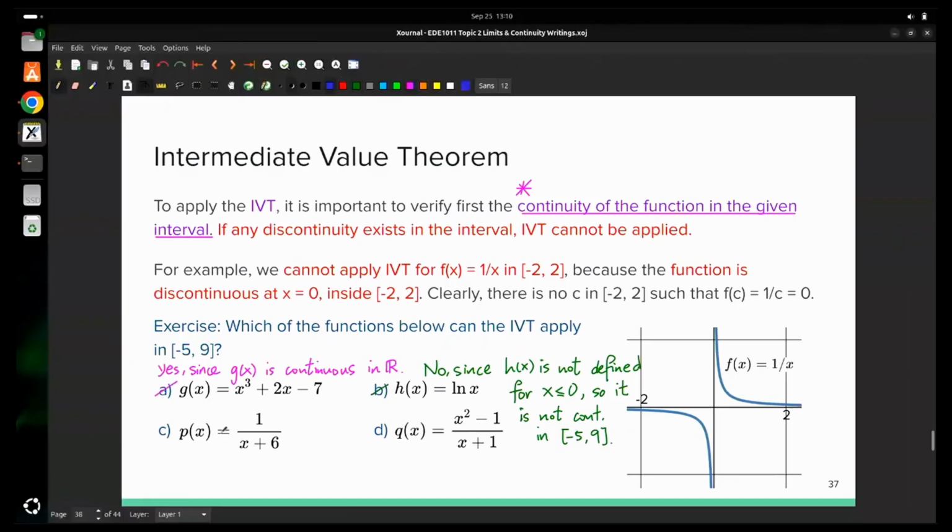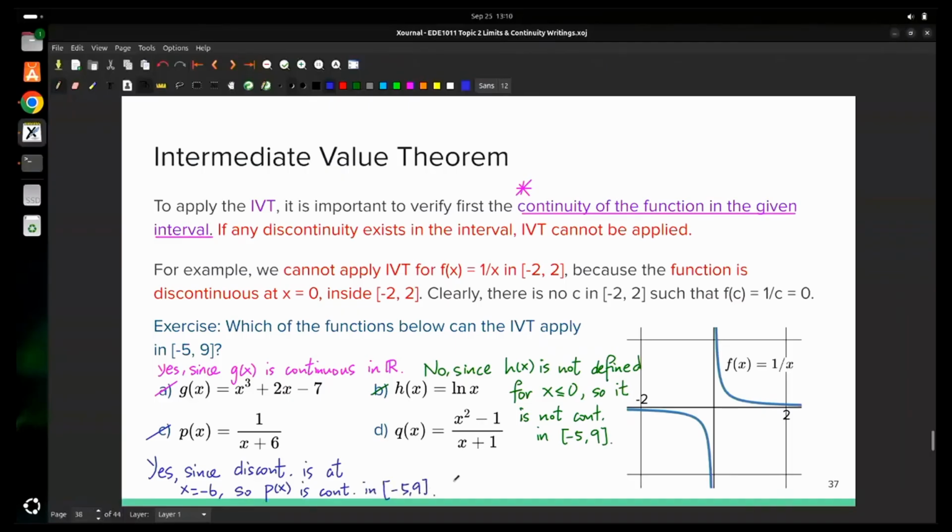So what about C? Is C continuous, or can C apply IVT? Yes? Very good. The answer is yes. Yes, because the discontinuity is at x equals minus 6. So which means that the interval minus 5 to 9 is perfectly fine. So P of x is continuous in minus 5 to 9.